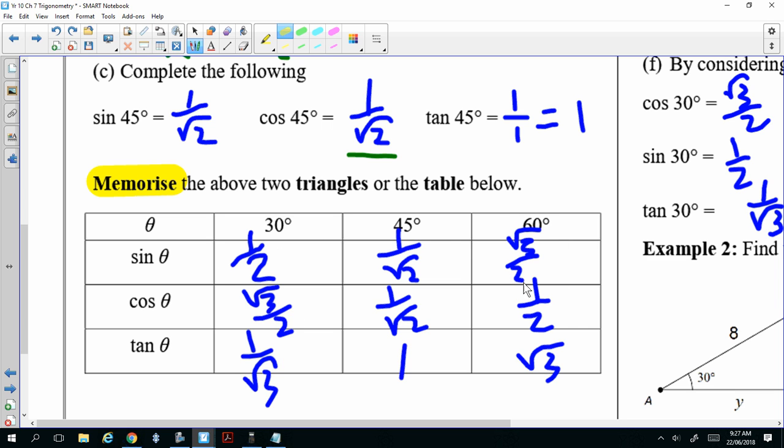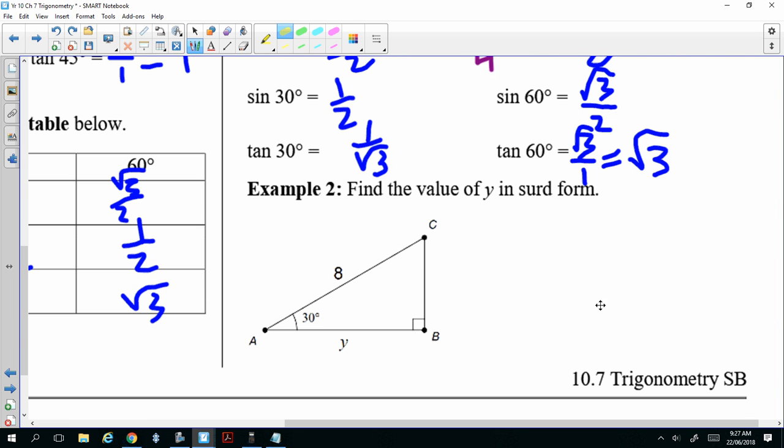How does it help us to solve this? Let's look at this problem. Find the value of y in surd form. So this is adjacent and hypotenuse. So the adjacent will be y/8 equal to cos 30. That's your working out.